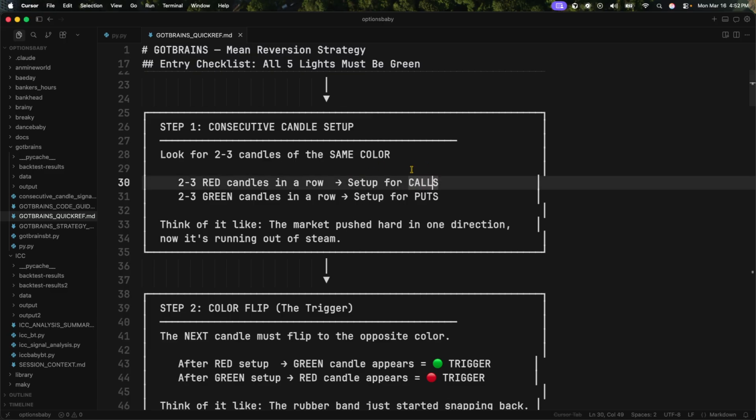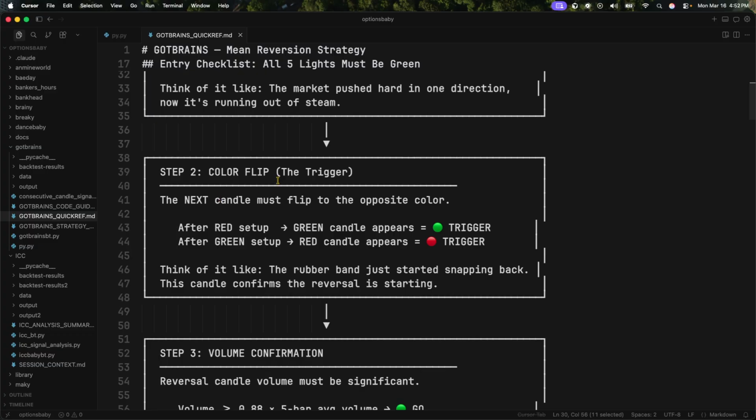So whenever you see a call contract, we're bullish on the market. Or if we see 2 or 3 green candles in a row, we're going to be betting a put because we're bearish on the market. We're going to say that the market is going to go into a little bit of a free fall. So think of it like this: the market is pushing hard in one direction. Now it's running out of steam, right? And we're going to catch the drop and be able to ride it back up or ride it back down. Pause. So step 2 is the color flip.